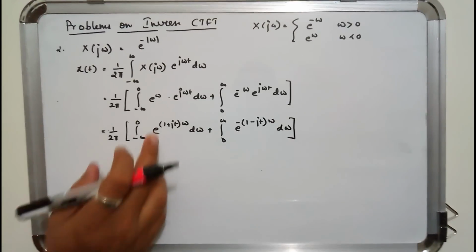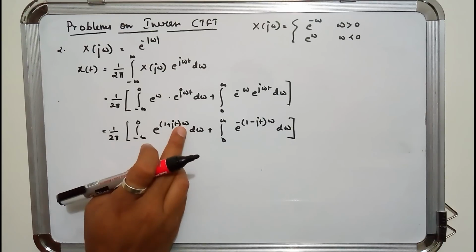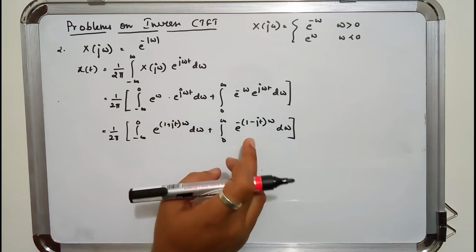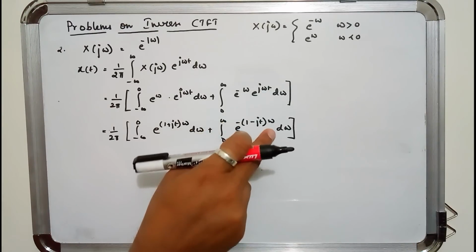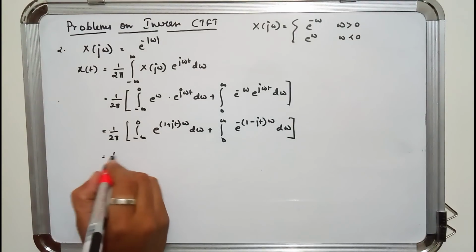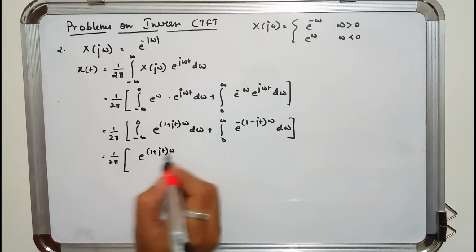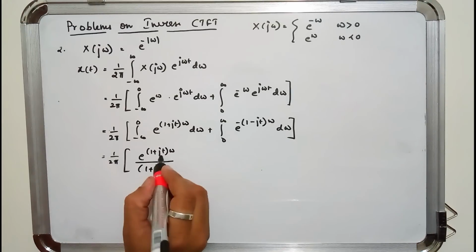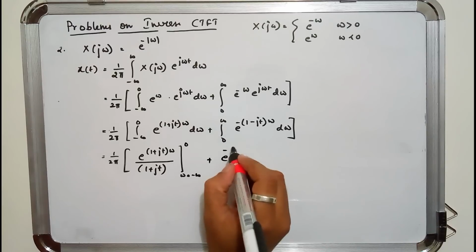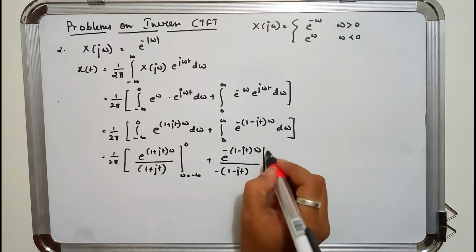The reason I took plus ω out here and minus ω out here is, if I substitute the limit minus infinity for ω, because integration is with respect to ω, e^(-infinity) will be 0. Whereas if I take plus ω out and substitute infinity, e^(infinity) will be infinity. That is why I take the minus out, so e^(-infinity) will be 0. So 1/2π into the integration: e^((1+jt)ω) divided by (1+jt), because this is a constant term, and remember we are integrating with respect to ω, from minus infinity to 0, plus e^(-(1-jt)ω) divided by -(1-jt) from 0 to infinity.